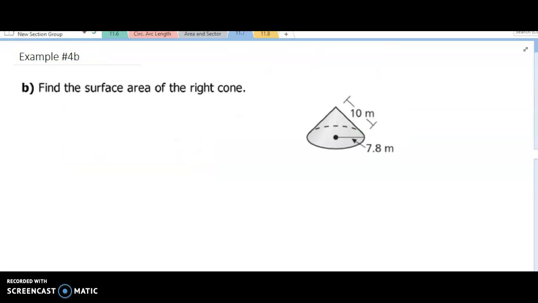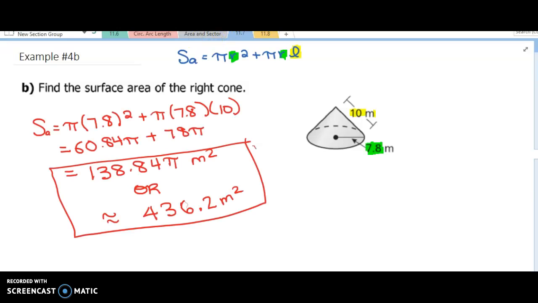All right, I want you to go ahead and do this one here on your own, and then we'll go over it. All right, so when you plug in 7.8 for your r and 10 for your L, you get pi times 7.8 squared plus pi 7.8 times 10. Do a little math. You get 60.84 pi plus 78 pi, and when you add those two numbers, you get 138.84 pi. This would be the exact answer. And when you put that into your calculator, this would be your rounded answer.